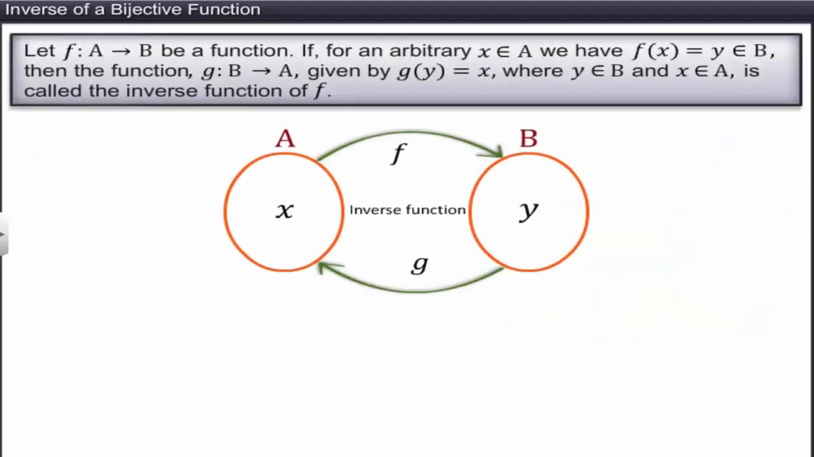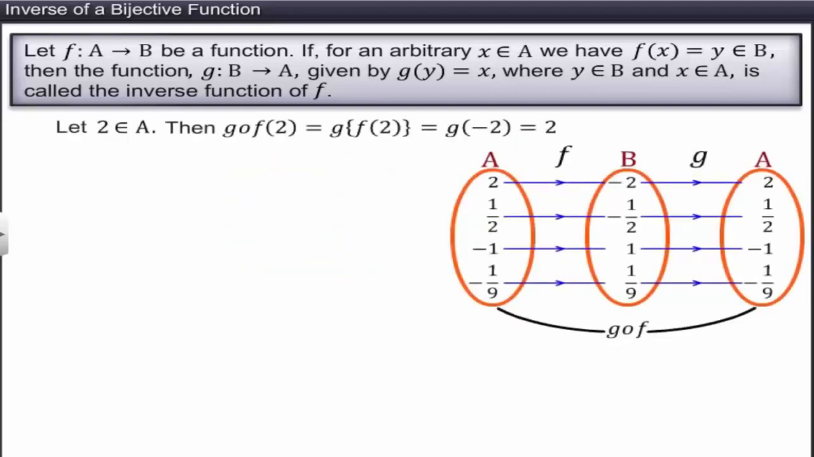Let f be a function from A to B. If for any arbitrary element x belonging to A, we have f of x is equal to y in B, then the function g from B to A given by g of y is equal to x, where y belongs to B and x belongs to A, is called the inverse function of f. Let's now move on and see when a function is said to be invertible.